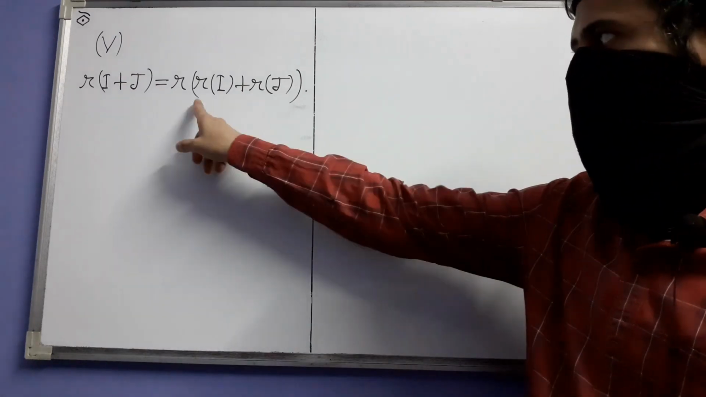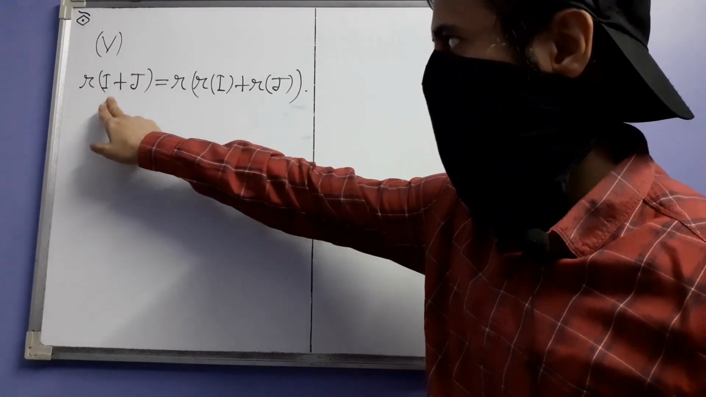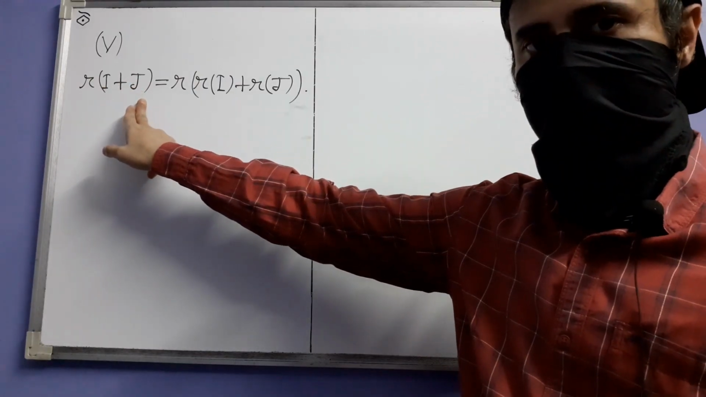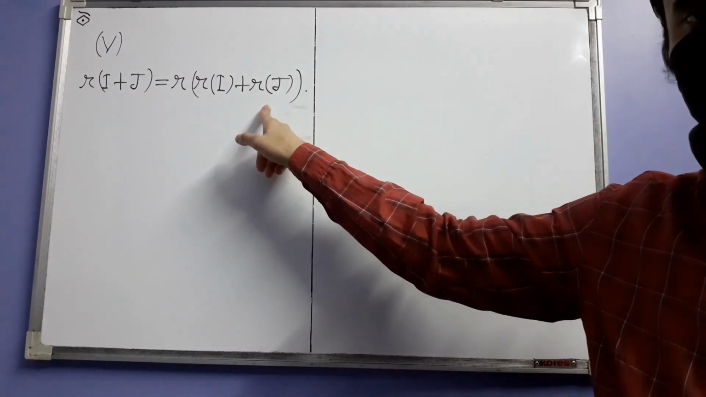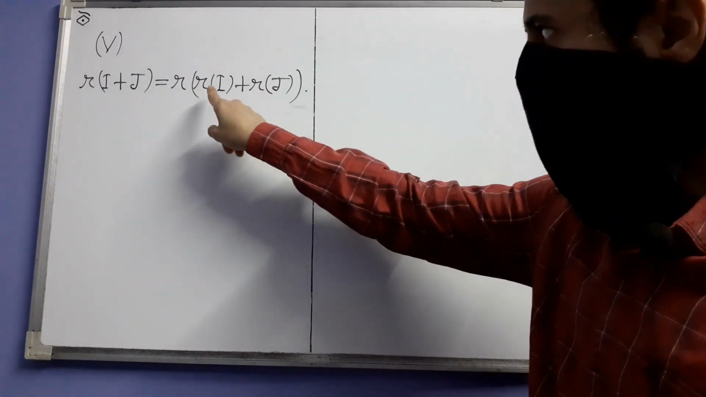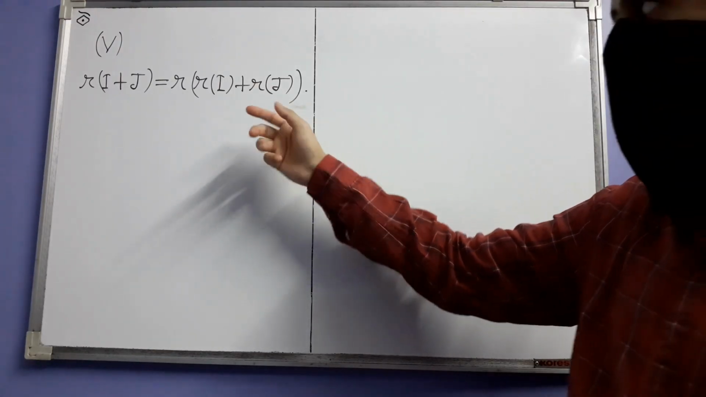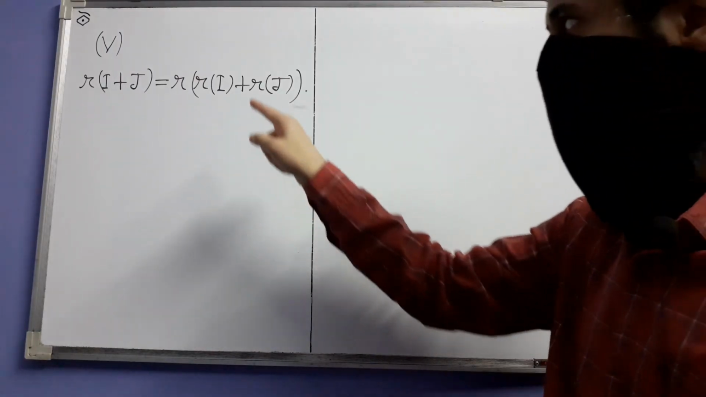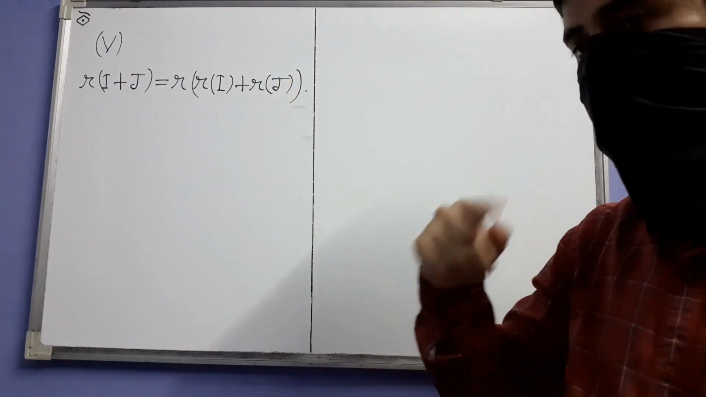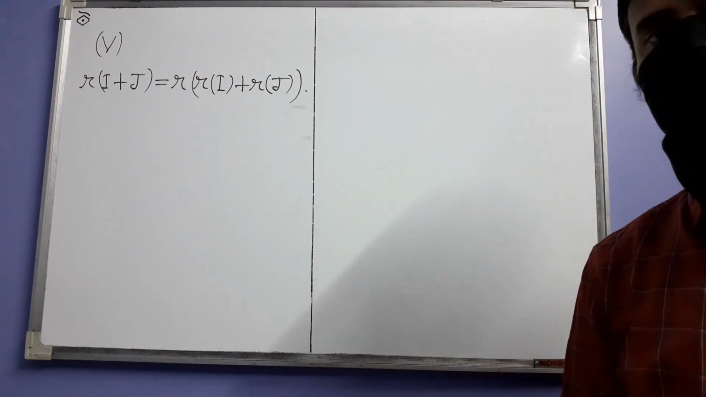Part 5 is this identity. This time it's not an implication. The radical of the sum of two ideals I and J equals the radical of this sum, where you see the radical of I and the radical of J. So whatever we are having here on the right hand side, that is the radical of the sum of radicals of I and J. So let's now establish this.